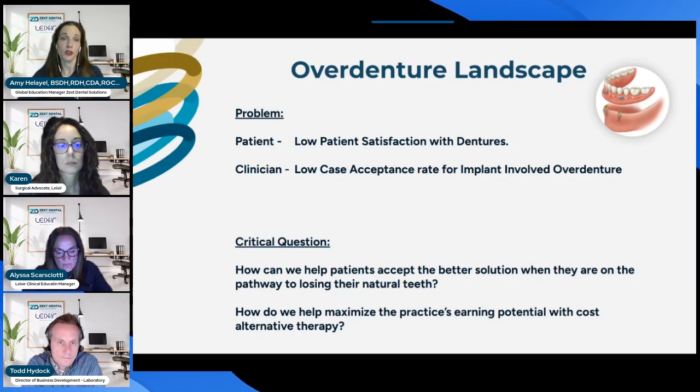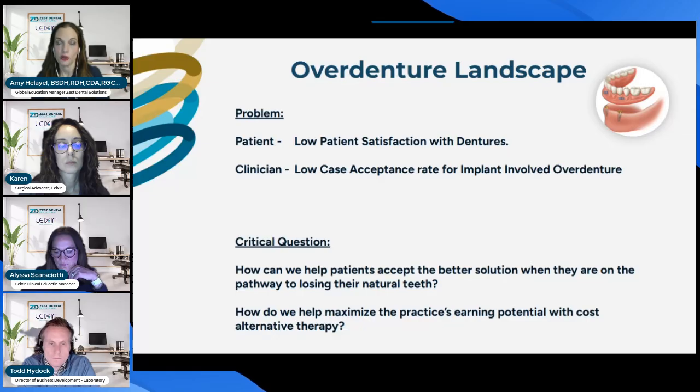And again, what's the problem? Low patient satisfaction with dentures. But as clinicians, we have a low case acceptance rate for implants and implant-involved overdentures. So we try to get this message across on how important and how easy it is to do an overdenture, so that you can take that to your patients and present it to them. A denture should not even be an option in your practice. It should be the implant-retained overdenture, 2-implant or 4-implant, for your patient.